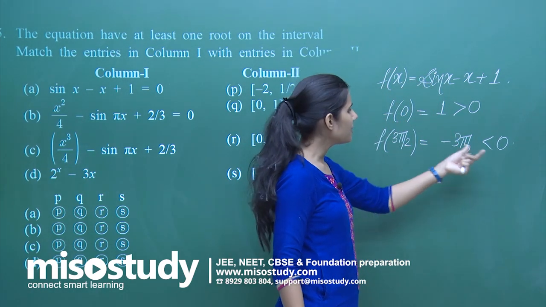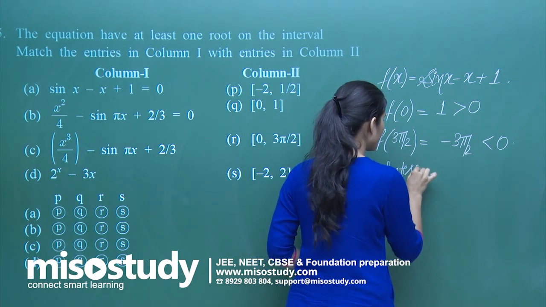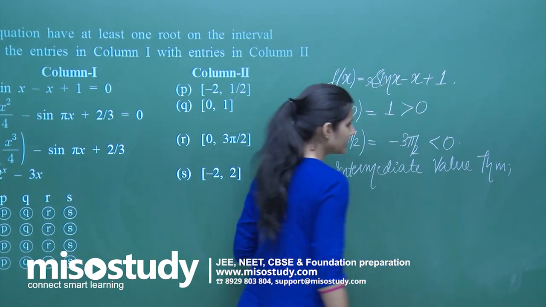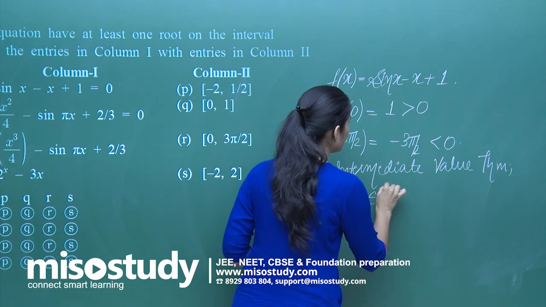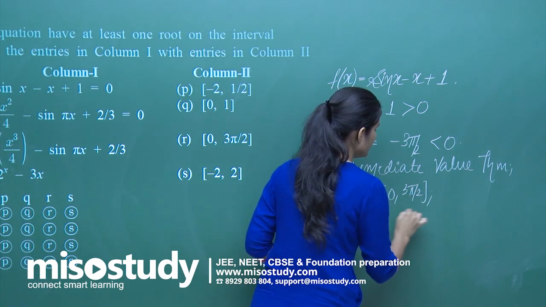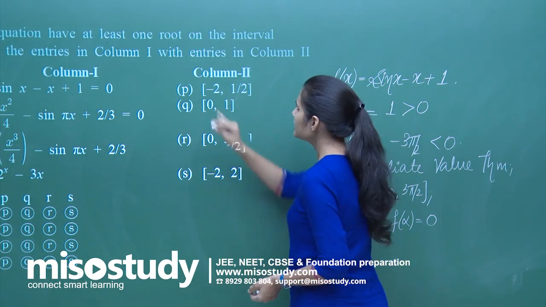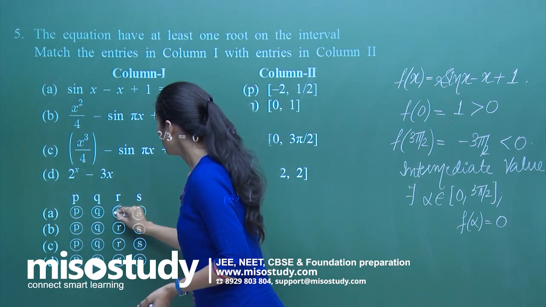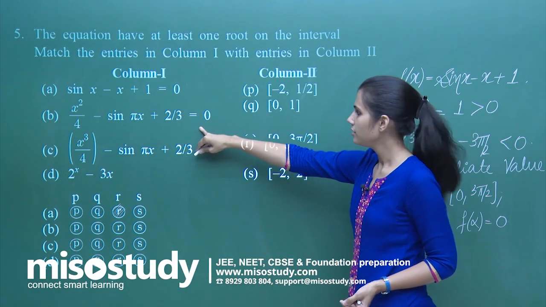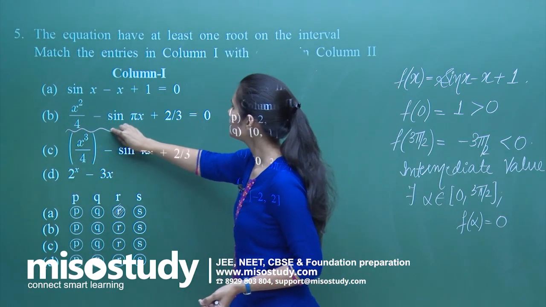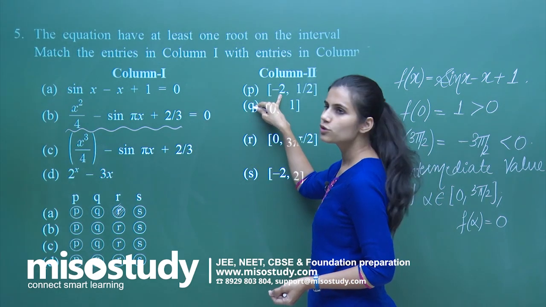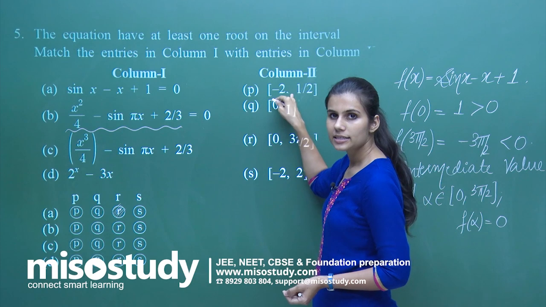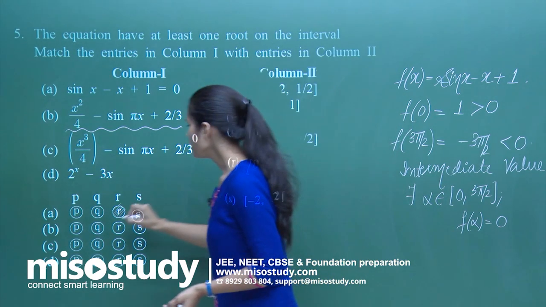If f of 0 is positive and f of 3 pi by 2 is negative, by the intermediate value theorem there exists some alpha belonging to 0 to 3 pi by 2 such that f of alpha is 0. That means yes, there is a root of this function in 0 comma 3 pi by 2. So corresponding to A, you are going to shade R. Similarly, for B, if you take this as your function f of x, then f of minus 2 will be positive and f of 1 by 2 will be negative, and therefore by the intermediate value theorem there exists a root of this function in this interval. So corresponding to B, you will be shading P.